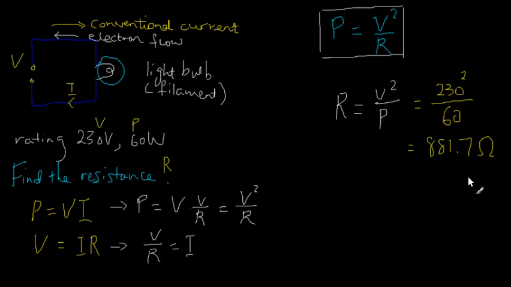In the last video, I calculated the resistance of a light bulb with this rating. So let me write down this result. A light bulb with this rating should have a resistance of 881.7 ohms. But what I like to do next is to find a way to estimate the resistance of the copper wire that connects the voltage to the light bulb.